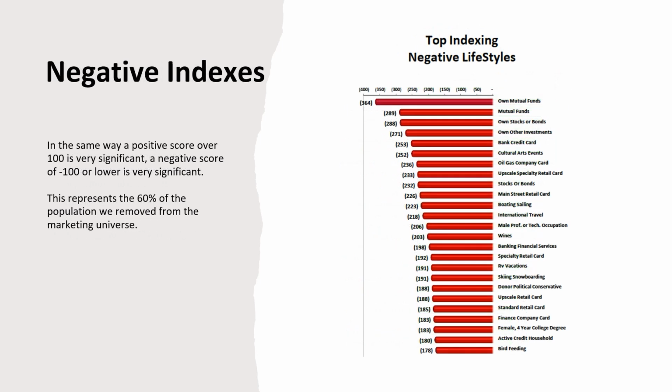In the same way that a positive score of more than 100 is significant, a negative score of less than 100 is also significant, indicating households that are unlike our current customer. For instance, the category of people who might need a short-term consumer loan generally do not own mutual funds, do not own stocks or bonds, are interested in boating and sailing, and enjoy international travel. These negative indicators allow us to identify prospects on whom we should not spend marketing dollars.